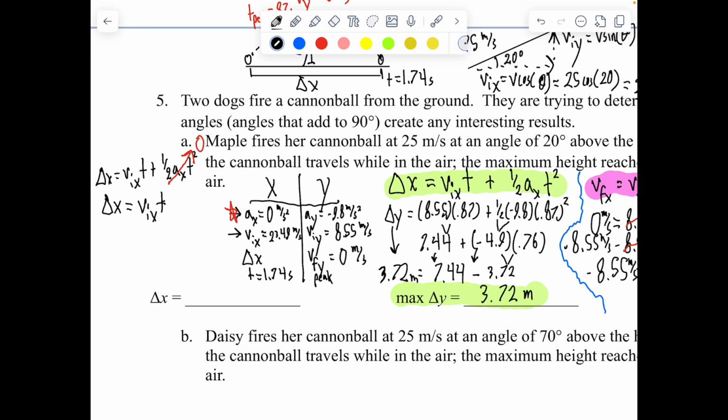Let's plug in what we have. Delta x is equal to 23.49. Our time is 1.74. Let's multiply 23.49 times 1.74 equals 40.87 meters. So you can write this right here, 40.87 meters.